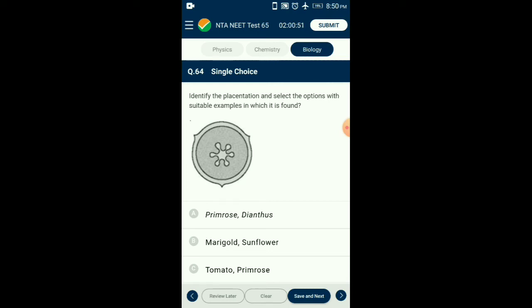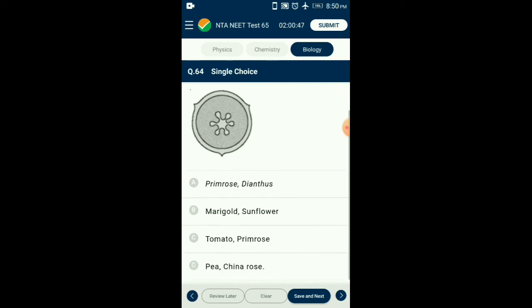Here a single ovule is attached to the base of the ovary. Example, sunflower, marigold. The last one is free central placentation. Here ovules are borne on the central axis and the septa or partitions are absent. Example, primrose, dianthus. So the answer for this question is option A, primrose, dianthus.